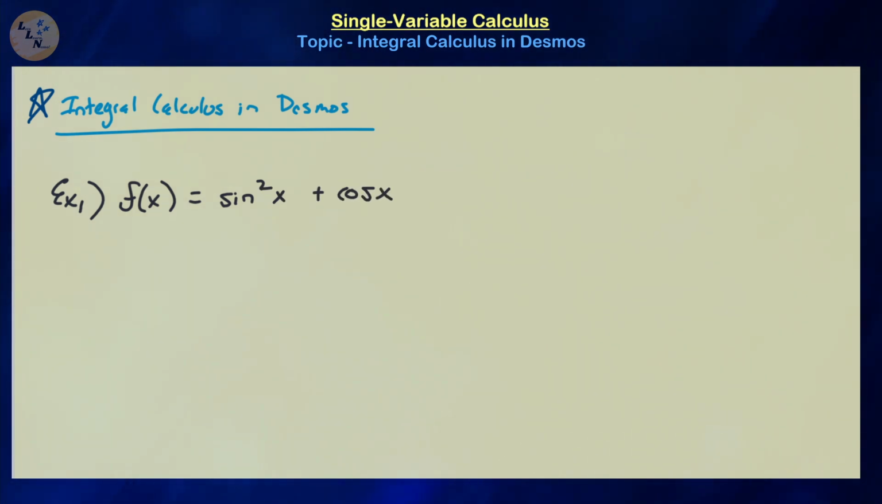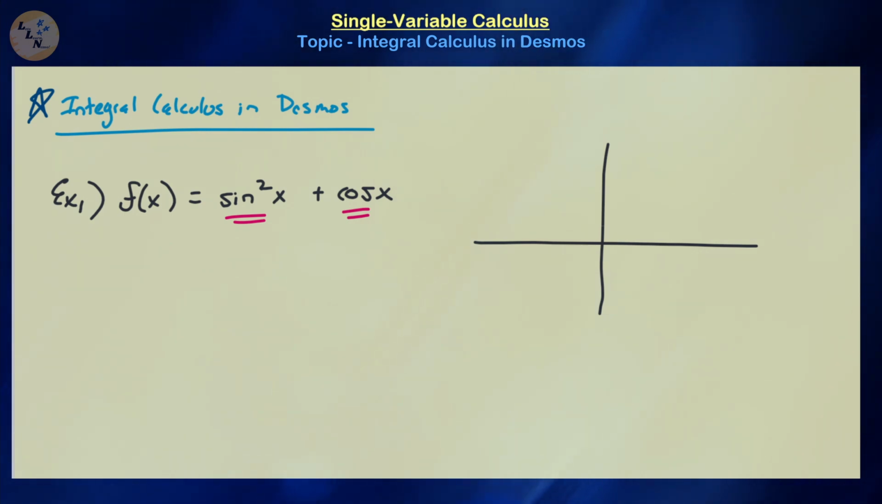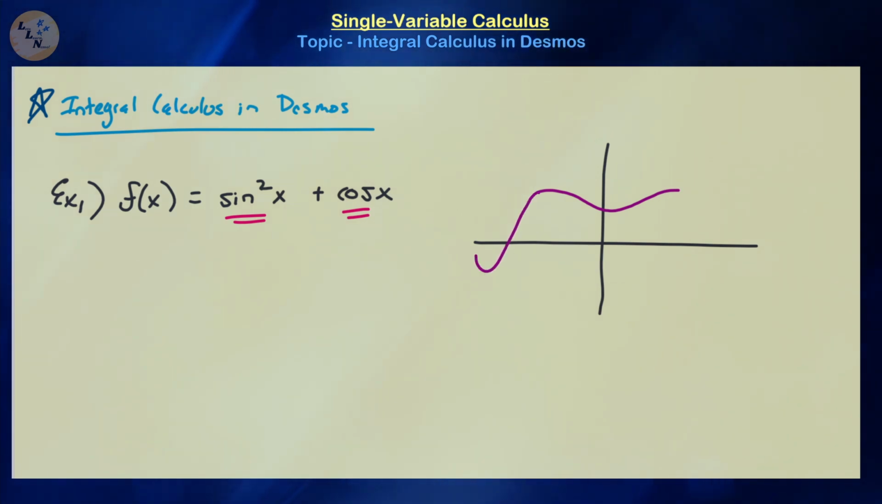So if you remember from pre-calculus, sine squared is an even function, cosine is also an even function. So when you add two even functions, you also get an even function back. So if you were to look at the graph of this function f, then you should have the graph of some function that is symmetric with respect to the y-axis. And indeed, this function has that property, because the function actually looks something like this.